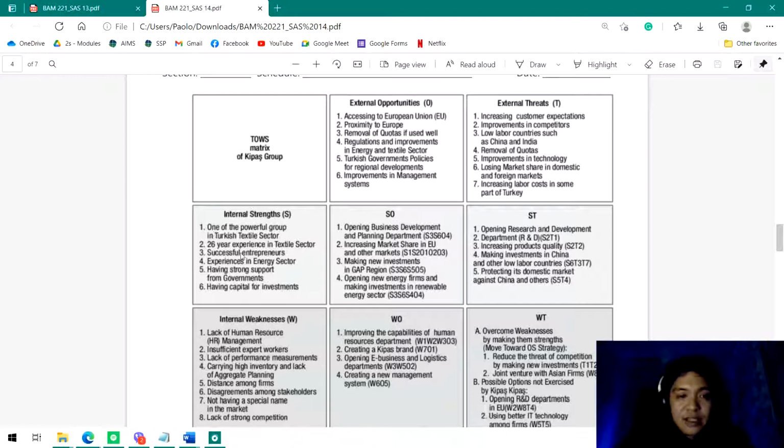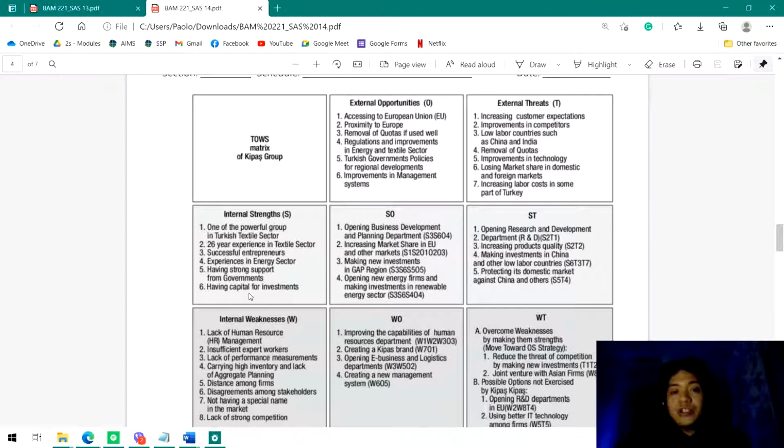Strength 3, which is successful entrepreneurs, and S6, having capital for investment. Opportunity 4, regulations and improvements in energy and textile sector. So ito yung opportunity na gagamitan natin: regulations and improvements in energy and textile sectors. Tapos yung strength na gagamitan natin is successful entrepreneurship sa KIPAS group and having capital for investment. So magagaling yung entrepreneurs ng business group na ito, and meron silang capital for investment.